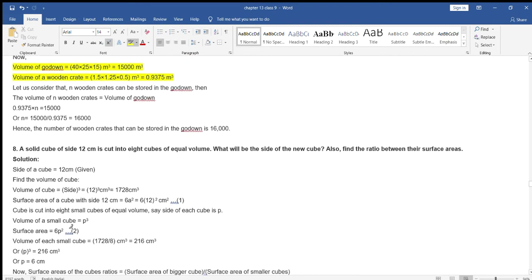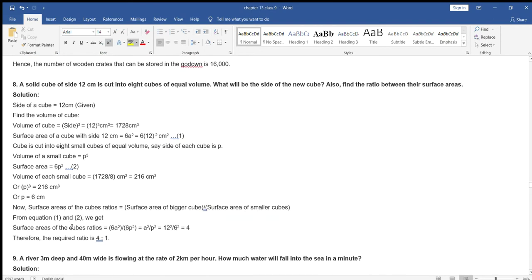Now, our next question, that is question number 8. What is the question? A solid cube is there. Now see, it is a cube, it is not a cuboid. It is a cube, which means all sides are equal.